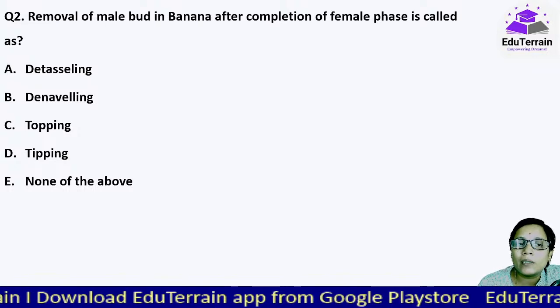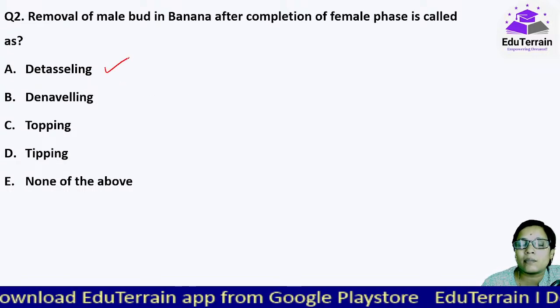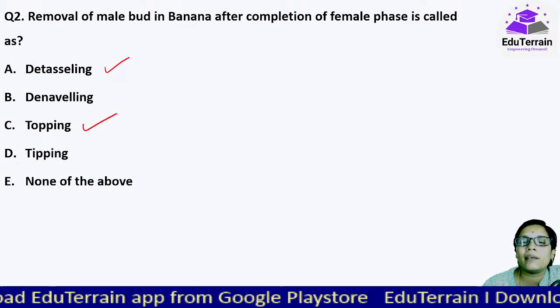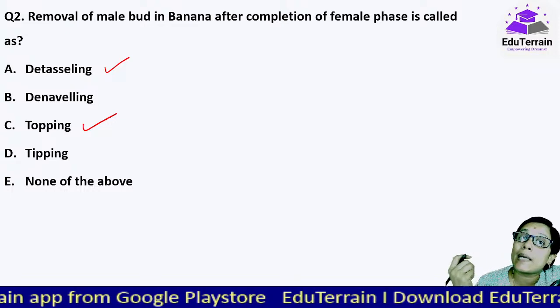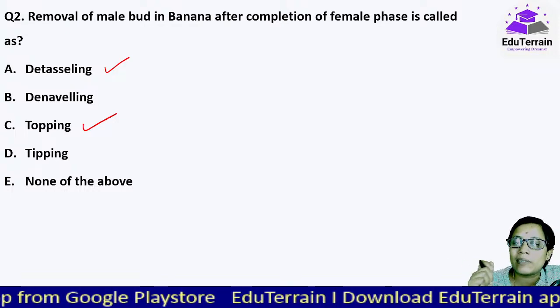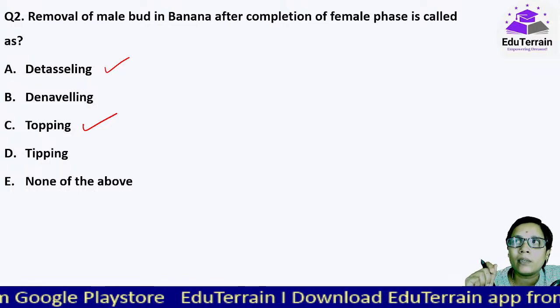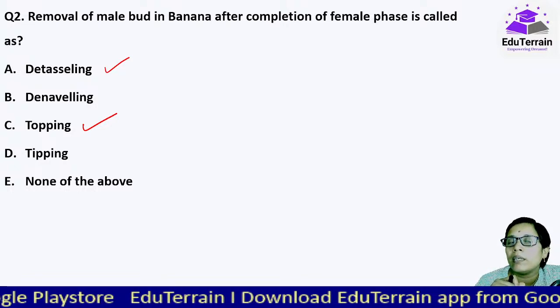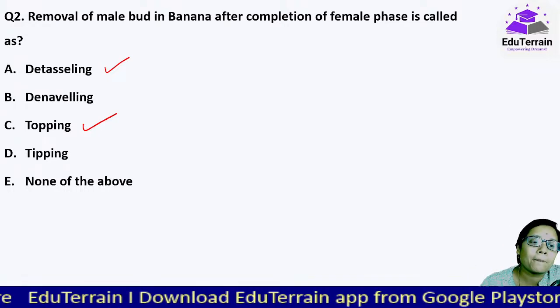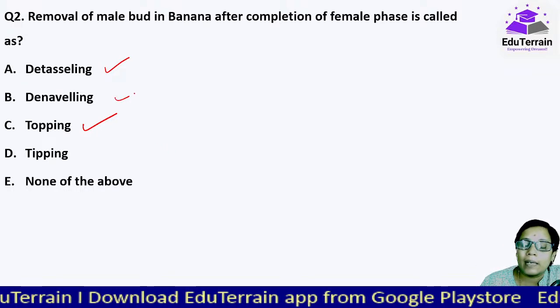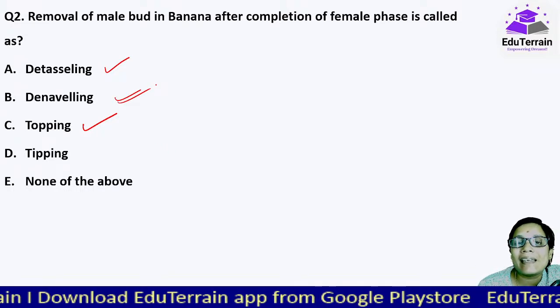Okay, so here detasseling क्या है, tassels remove करना maize में होता है. Topping क्या है, removal of the apical bud along with some leaves. This is especially done, topping is done in desi cotton and tobacco. Okay. So here the correct answer is denavelling.